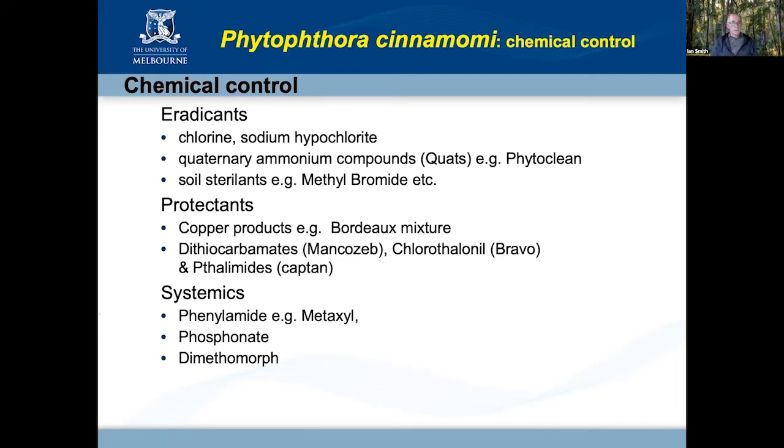Whereas the systemic fungicides such as metalaxyl, phosphonate and dimethomorph are ones that you can apply, and they will get into the plant and travel through the plant to wherever the pathogen is. The phosphonate, this phosphonate one is an interesting one.